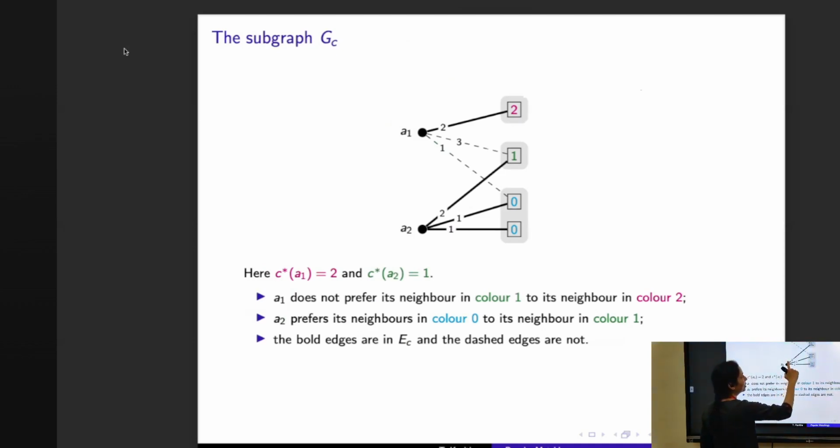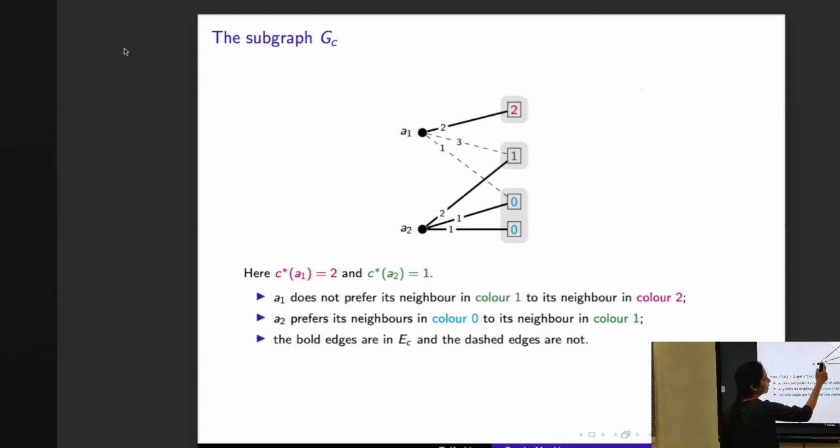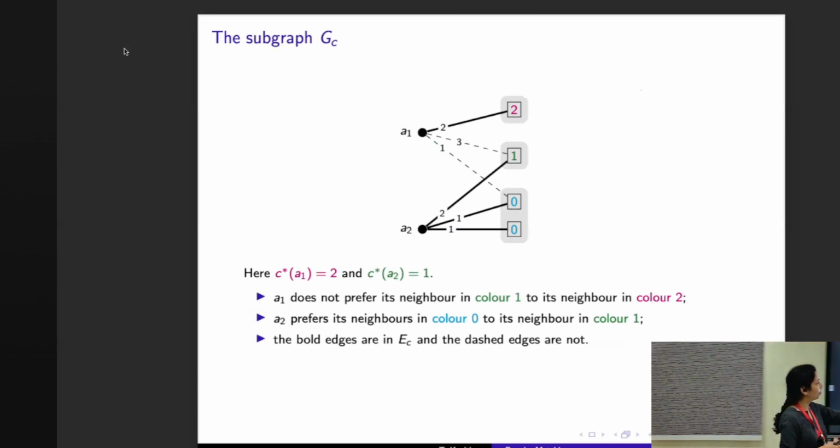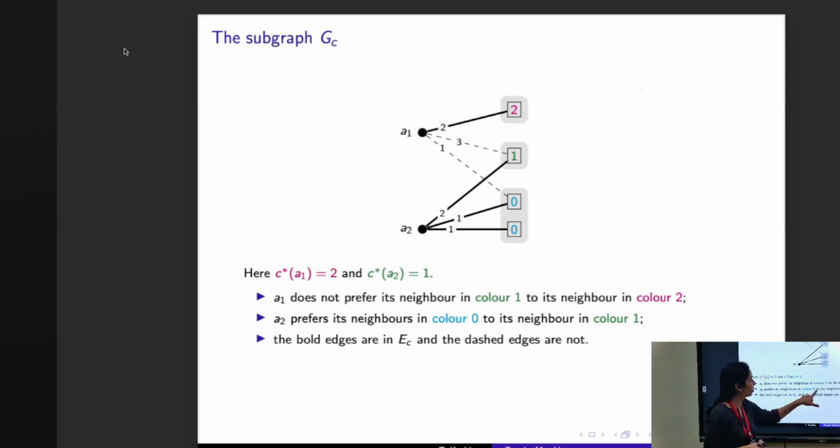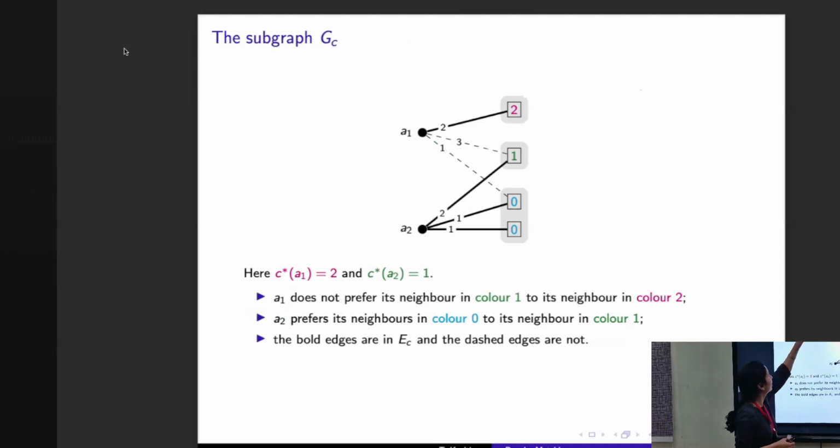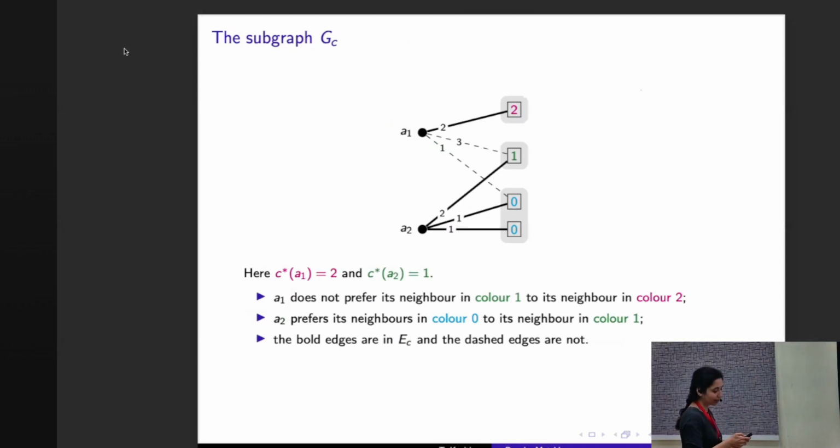A2 keeps for sure the bold edge, that is the only top maximum color edge in its neighborhood. It also looks at one less color, that is color blue, and both these neighbors are strictly preferred to this neighbor. So these are rank 1 edges which are more preferred to rank 2 edge. So A2 prefers its neighbors in color blue or color 0 to its neighbor in color 1. So all the blue edges are in this subgraph and the dashed edges are not.